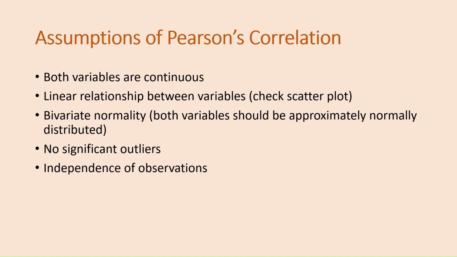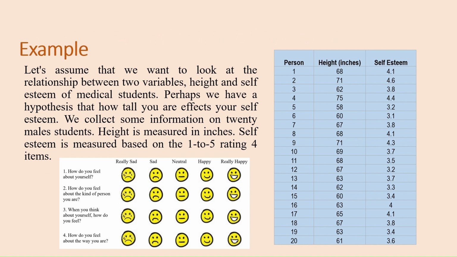Assumptions of Pearson correlation: both variables are continuous. The second assumption is a linear relationship between the variables, checked by scatter plot. Bivariate normality, both variables should be approximately normally distributed, no significant outliers, and the fifth one is independence of observations.